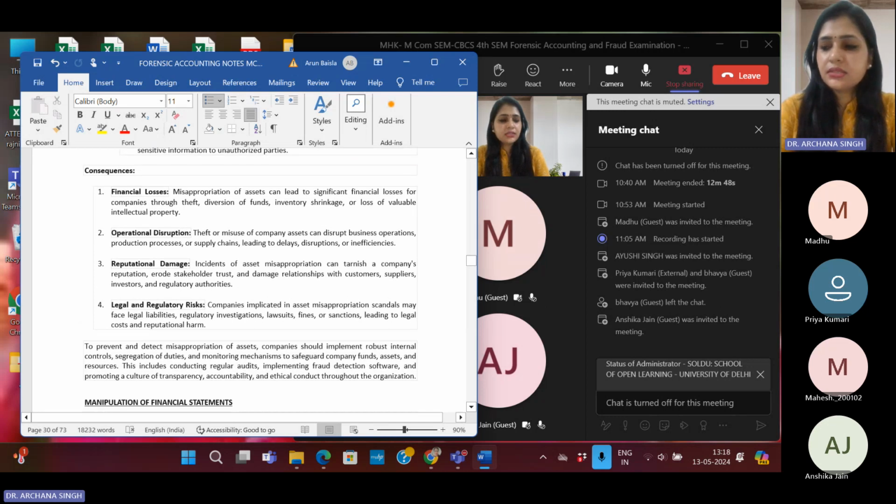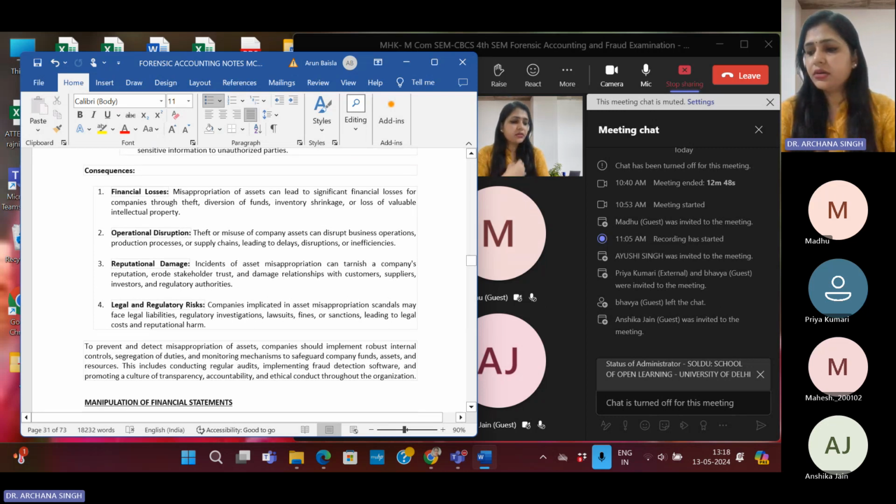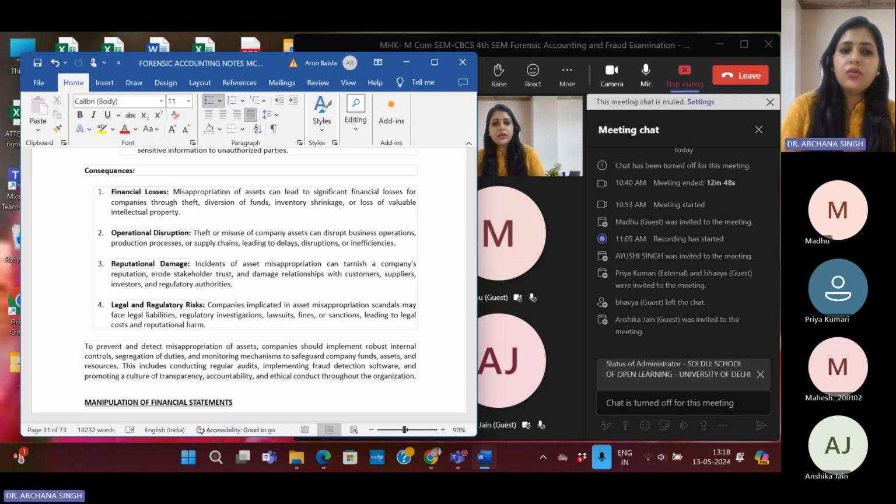What are the consequences of it? If they are doing misappropriation of assets, or showing the assets wrongly, what are the consequences? First, it may lead to financial loss. Misappropriation of assets may lead to significant financial loss through theft, diversion of funds, inventory shrinkage, meaning your inventory has reduced, and loss of valuable intellectual property. So there may be financial losses.